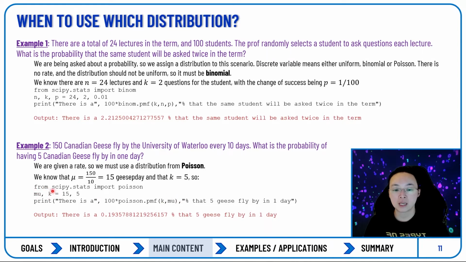And I specifically have these reversed to let you know that I didn't do this on purpose. There is a specific order for your PMF functions. So make sure that before you use these functions, take a look at the documentation if you forget, and make sure you're putting the values in the correct location so that the math works out correctly. So I'm multiplying that by 100 and I get 0.19% that 5 geese will fly by within 1 day.